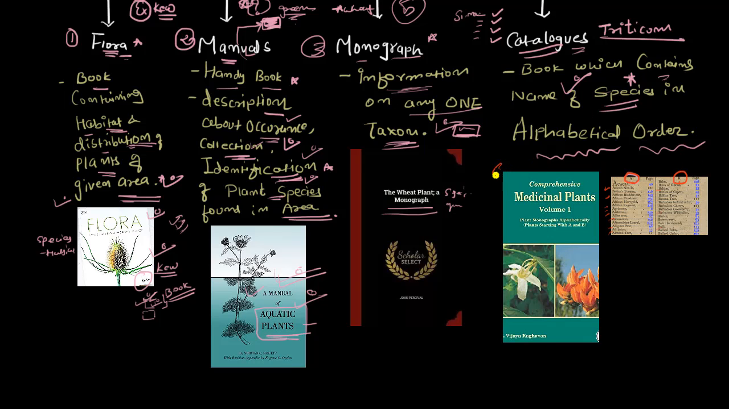Another example which I've taken here is Medicinal Plants, volume 1. All the information about medicinal plants of a particular area, with A and B. Only the plant species that start with A and B are in volume 1. In volume 2 it is going to be C and D. In volume 3 it is going to be names starting from E and F, and it goes on. So this is how a catalog works.